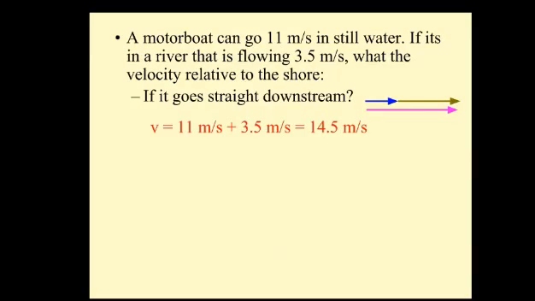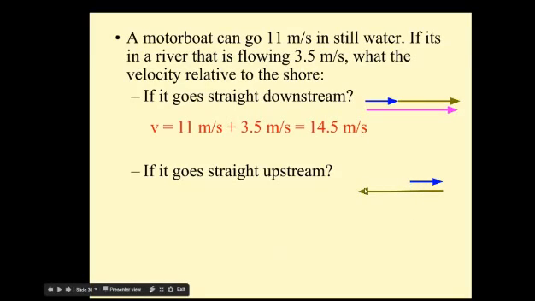Pretty logical. What if that boat is heading straight upstream? So now we have the water going towards the east, and we have the boat heading upstream, or to the west in this case. So the resultant, recall, goes from the open tail to the open head. So now we subtract the two magnitudes, and so it's only going 7.5 meters per second. Those two are pretty simple, straightforward, but both of those velocities are acting on the boat at the same time.